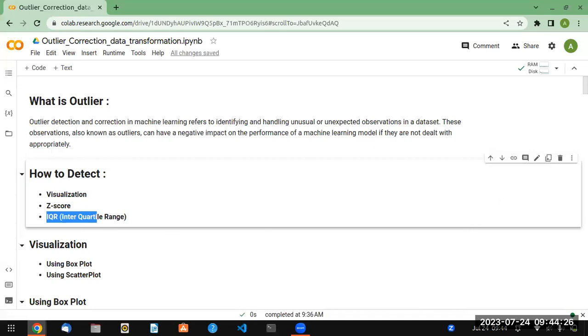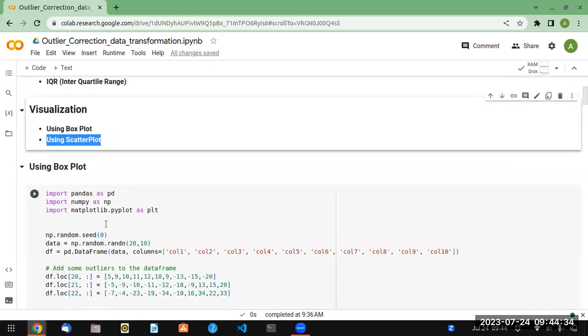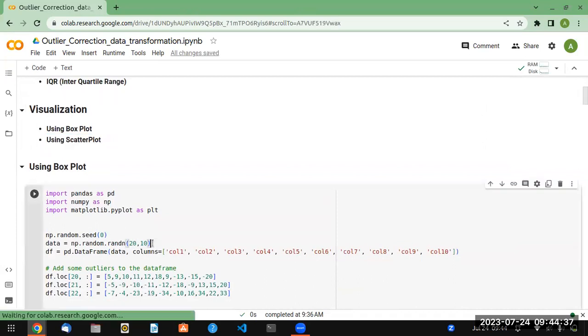Let's see it with an example. So first, visualization using box plot and scatter plot. Let's create our data first. See guys how I'm doing. I hope I need not explain these two lines of code, the seed and the random number. Here, just tell me how many rows I am generating with this line. 20, 10 means what? Random dot randn. 20 values with an interval of 10.